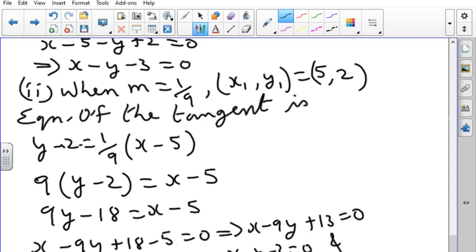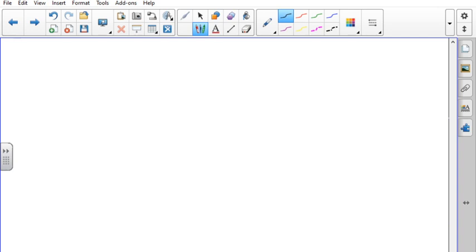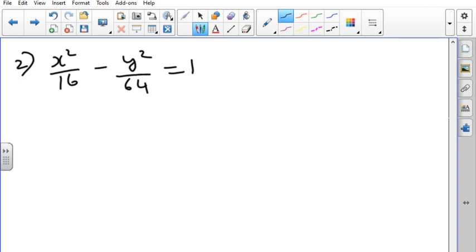Okay, now coming to the second question. Find the equation of the tangent to the hyperbola x square by 16 minus y square by 64 is equal to 1, which are parallel to 10x minus 3y plus 9 is equal to 0. So 10x minus 3y plus 9 is equal to 0 is the line.